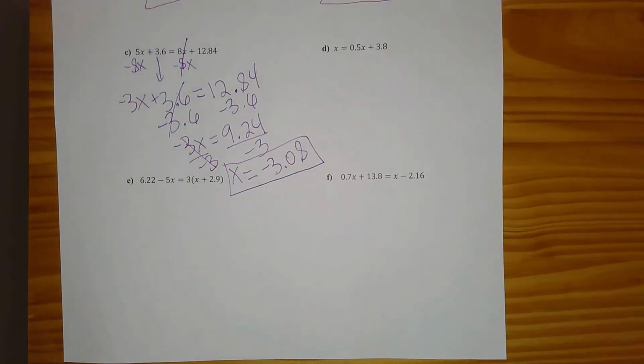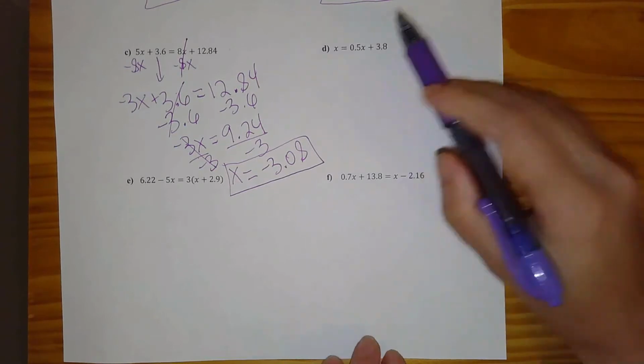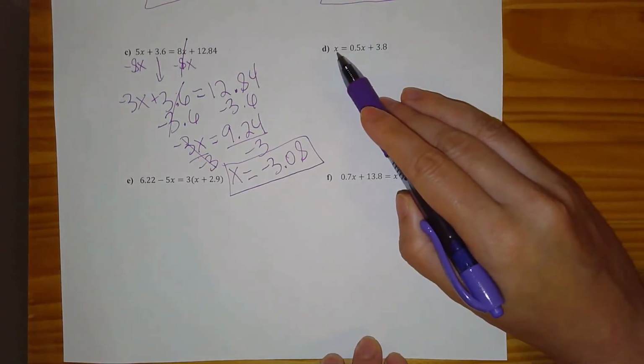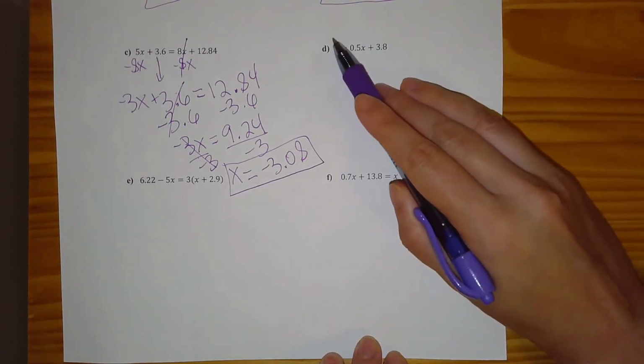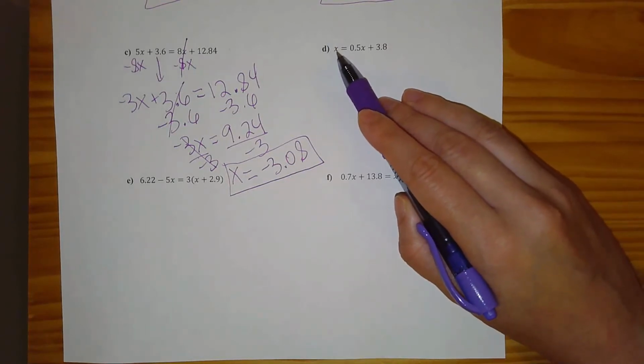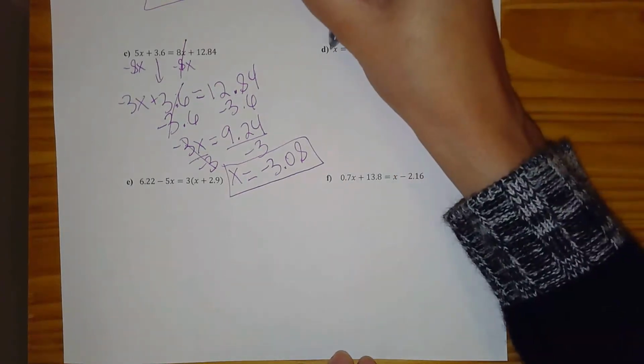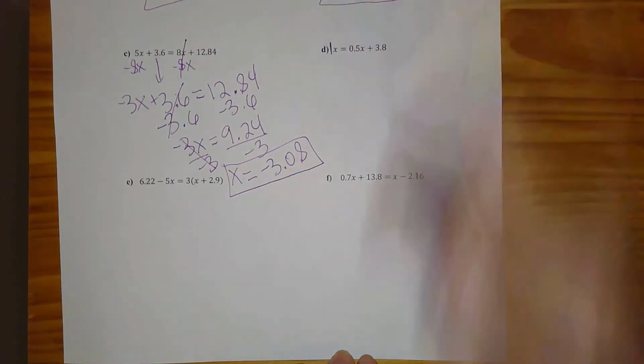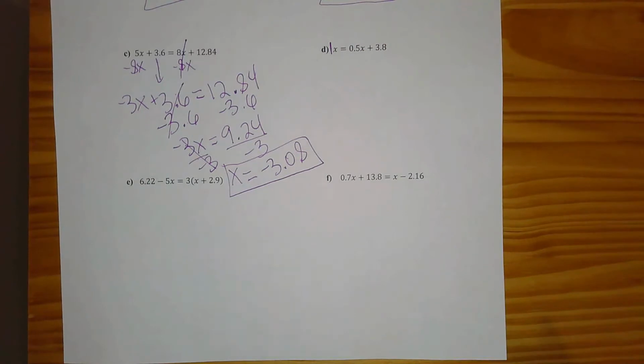Let's see, part D. We got x equals 0.5x plus 3.8. If you see a regular x like this, and you don't know what the coefficient is in front, it is a 1. It's like a xylophone is the same thing as having one xylophone. So if it helps to put a 1 here, just so you know what that number is, go for it.